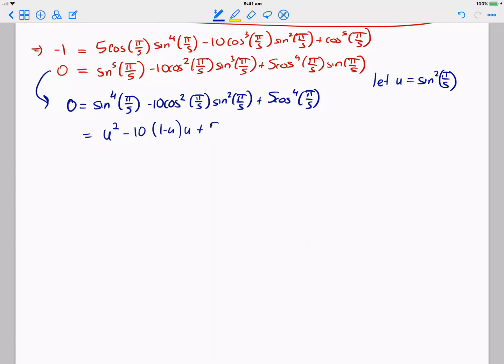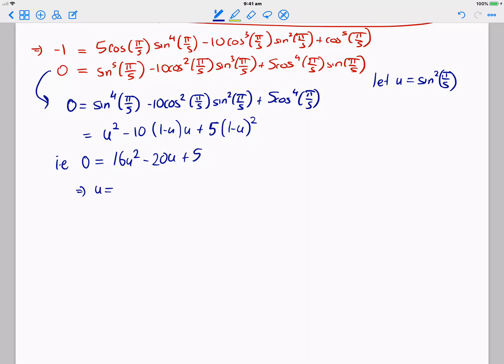Then 5 cos to the 4. Well, cos to the 4 is cos squared squared. And we know cos squared is 1 minus u. So we get this. And then if we expand this out, we get 16u squared, and we're going to have negative 20u plus 5. And now this is a quadratic, which we can solve using the quadratic equation.